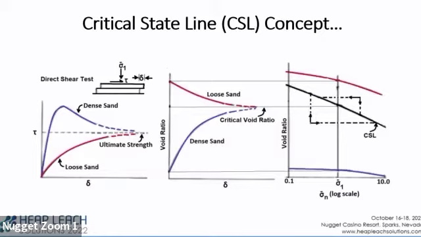So if it's loose sand and you load it, it's going to decrease its porosity to a certain point. And if it's dense sand or tailings and you load it, it's going to increase the porosity, but they're going to come to the same point eventually. If they're identical materials except density, they will arrive at the same point. And that point is a point on the critical state line.